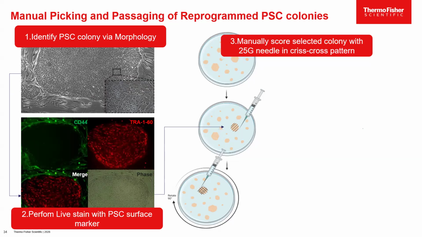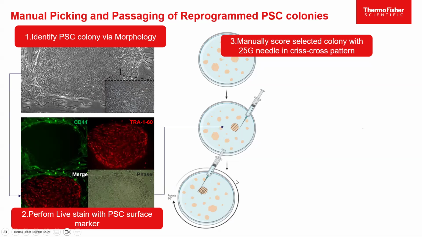Which brings me to our third step, right? In this case, once you've identified which colony you want to pick, we typically will go in and make these cuts with either a needle or a sterile pipette. We'll make these scorings, or these cuts, in vertical lines, right? Perpendicular lines across the colony, as you see over here, just like so.